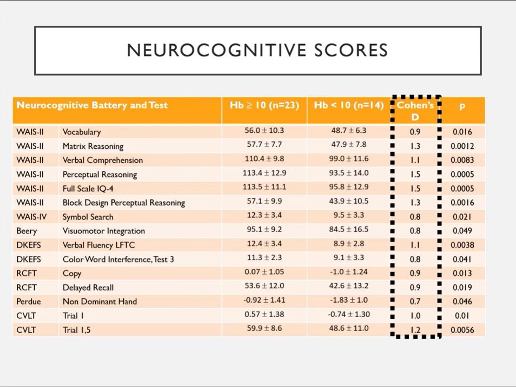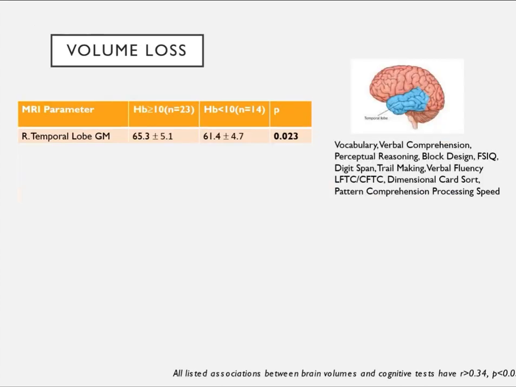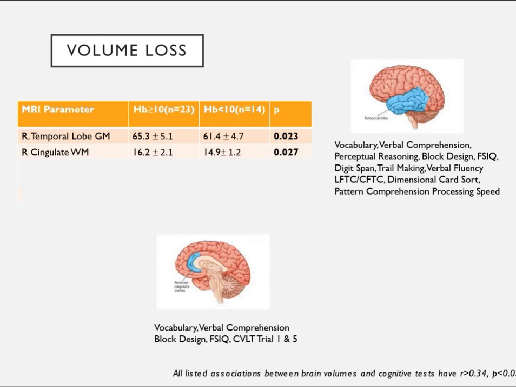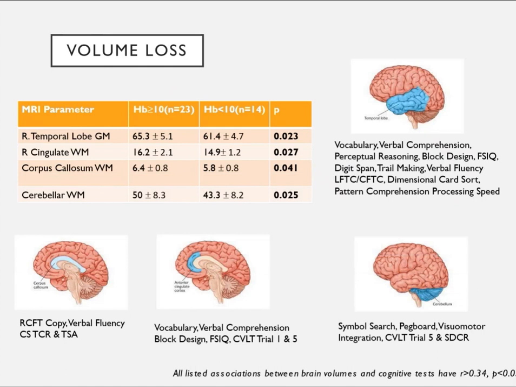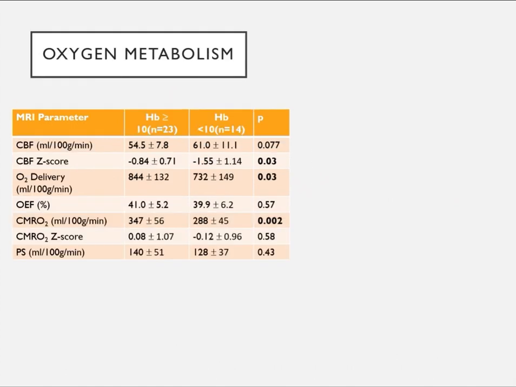And you know, if it's my daughter, I care about a standard deviation of cognitive impairment across a very broad battery of performance. And furthermore, there were structural changes in the brain in adults, including a loss of volume in the temporal lobe. And those are the cognitive tests that correlated with that. There were also white matter changes in the cingulate, the corpus callosum, and the cerebellum, all of which had cognitive correlates.